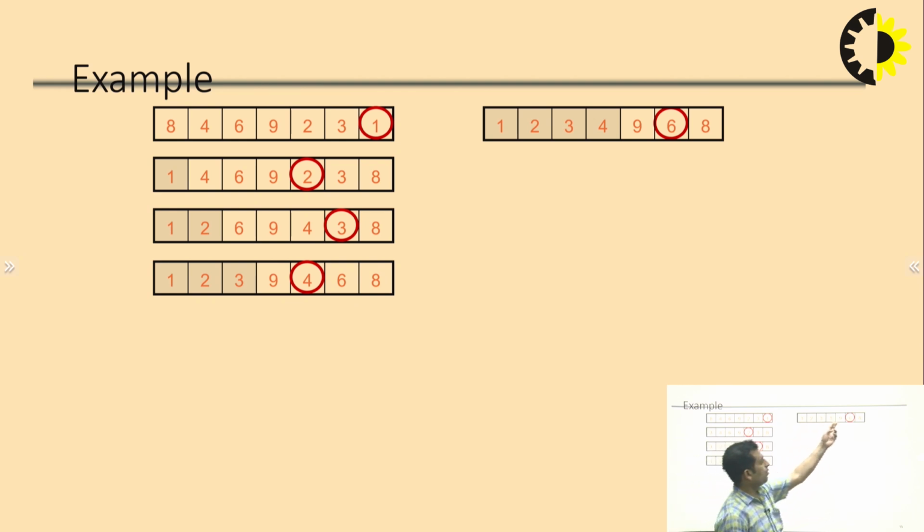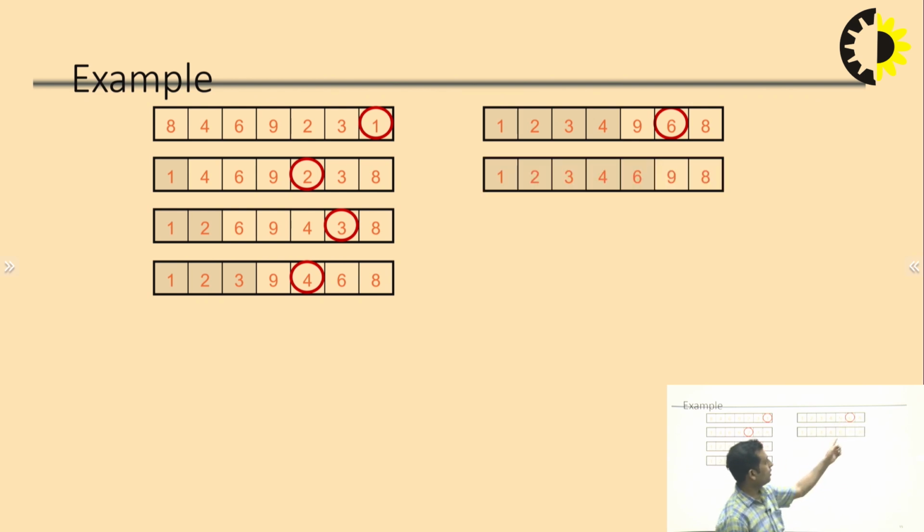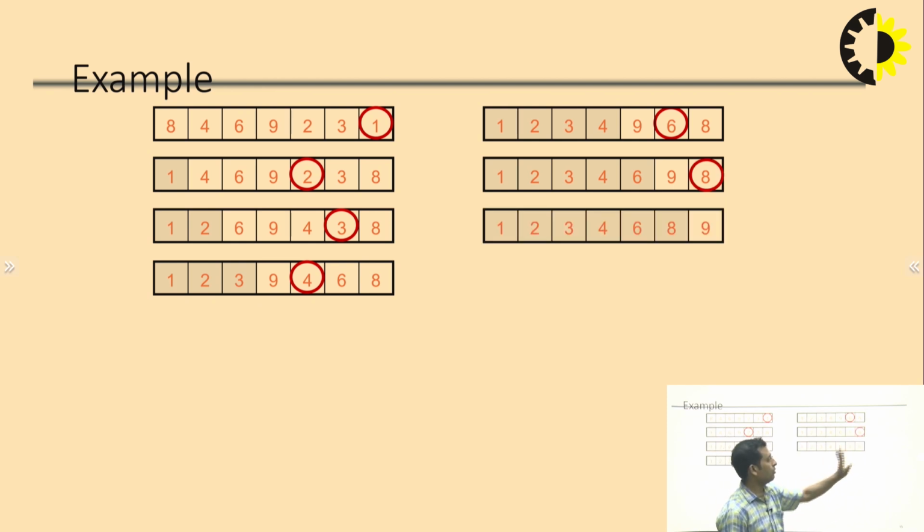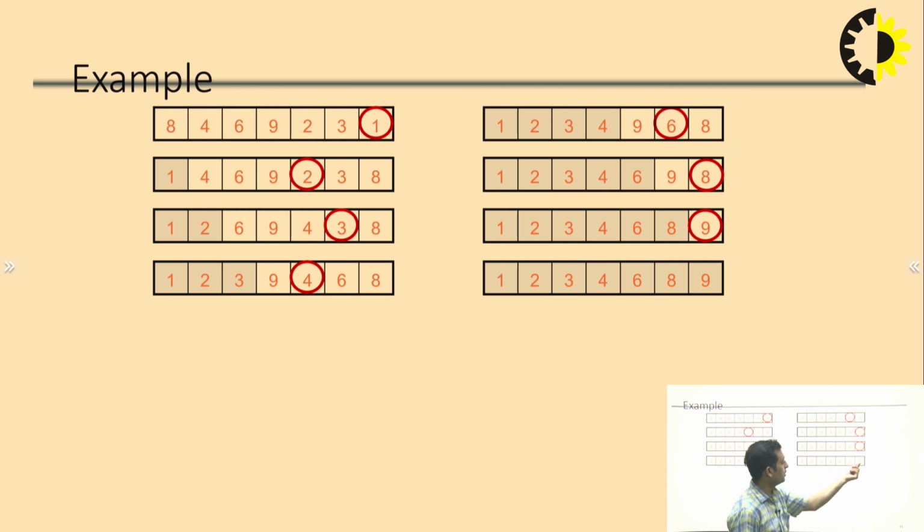Now among 9, 6 and 8, pick the smallest and place it at the 5th position. At the 5th position is 9, so we are swapping 9 and 6. Now this is sorted and this is unsorted. Pick the smallest one from 8 and 9, which is 8, and place it here. Now there is no need to go further because at the last position we have only one element, so no need to compare it with anything. Now this is the sorted one. This is the example for selection sort.